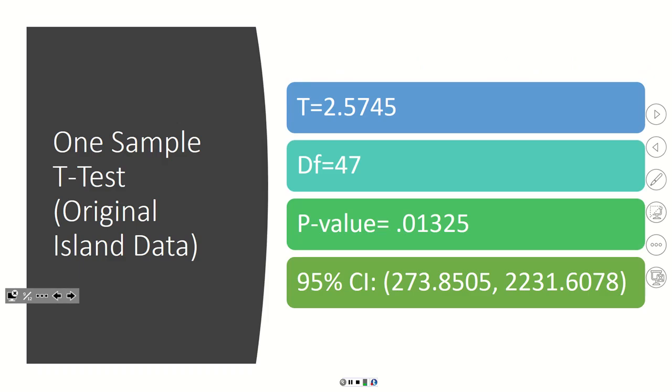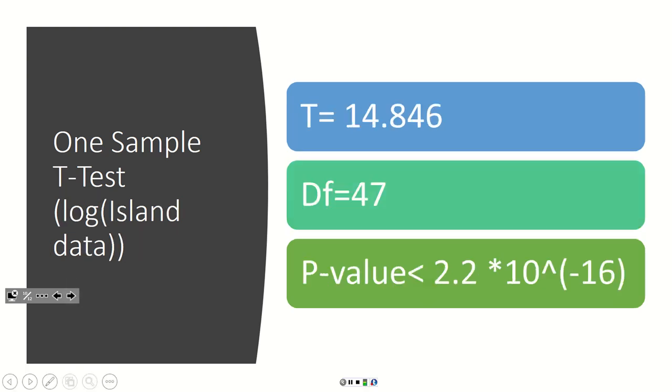So when I took a one sample t-test of the original island data, here's the results I got. Still a pretty small p-value. That makes sense because the idea that one of the islands is 0 is not very likely. And the confidence interval is listed below as well.